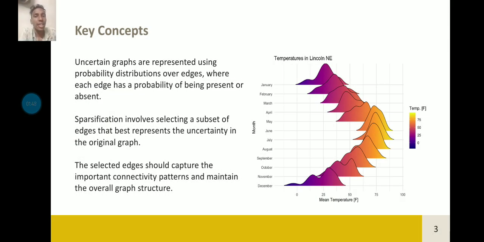Now we will see about the key concepts. Uncertain graphs are represented using probability distribution over edges, where each edge has a probability of being present or absent. Specification involves selecting a subset of edges that best represents the uncertainty in the original graph. The selected edges should capture the important connectivity pattern and maintain the overall graph structure.